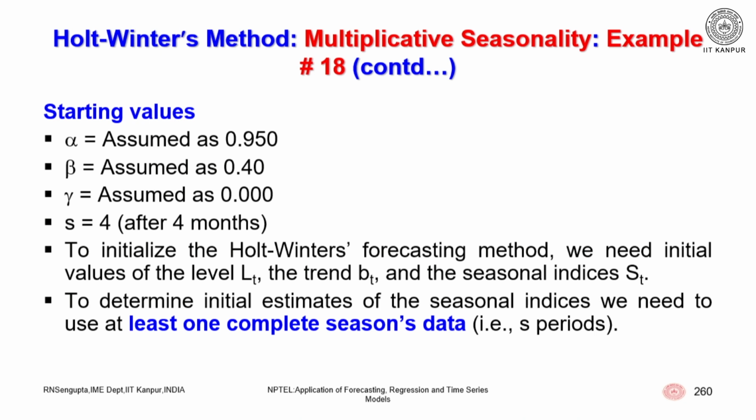To initialize the Holt Winter forecasting method, we need initial values for L t, for trend B t, and the seasonal indices capital S suffix t. To determine the initial estimate of the seasonal indices, we need to use at least one complete season of data, which is s periods, small s periods. We did exactly the same thing in the additive model.